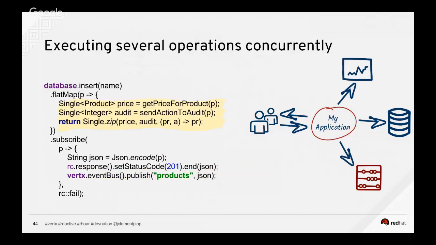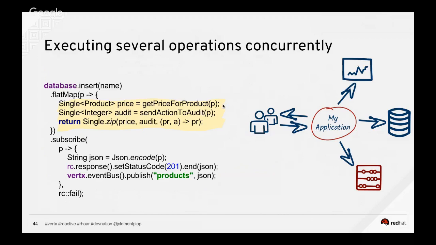Also, the last thing we wanted to do is to call the audit system here. But what I can do is get the price and call the audit at the same time. I don't care to do that in sequence, I can do that at the same time. And this is what is done by these three lines here. I get the price from product, that's a single. It doesn't do anything.